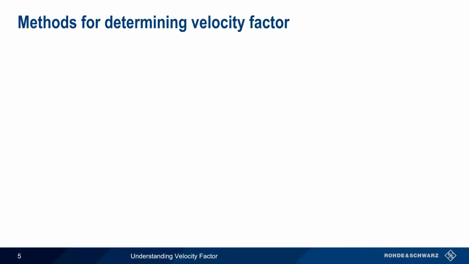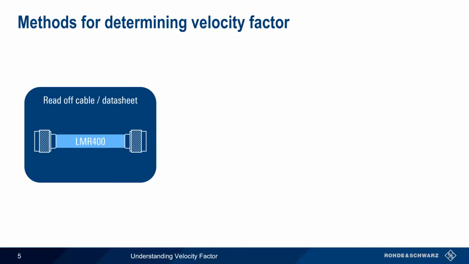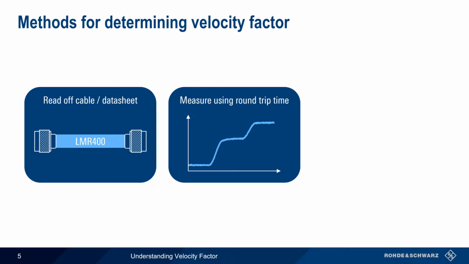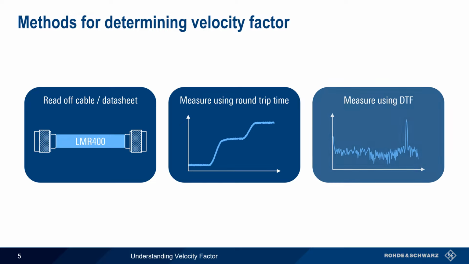There are three common methods for determining velocity factor. These are reading the value from a datasheet, measuring round-trip time using a function generator and an oscilloscope, and using a vector network analyzer in distance to fault mode. We'll spend the remainder of this presentation giving a short overview of each of these methods.